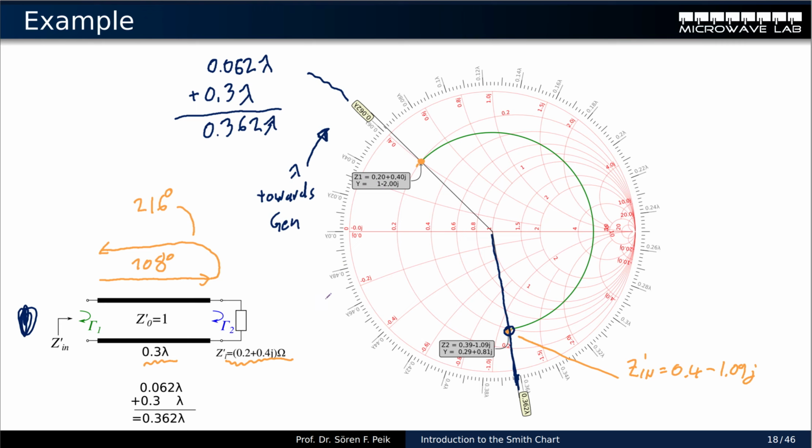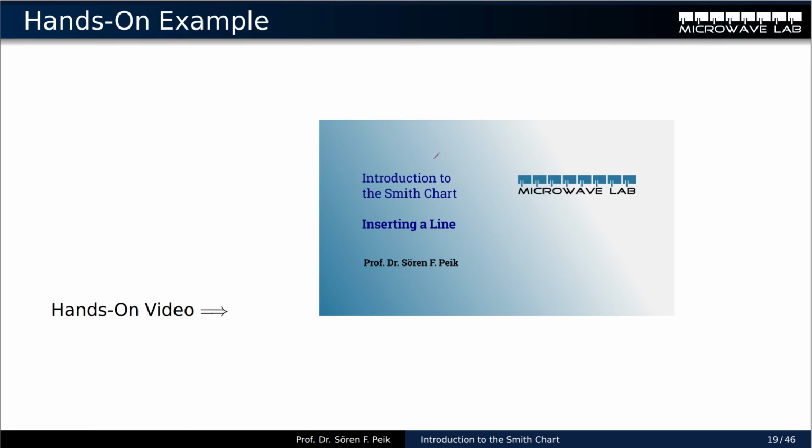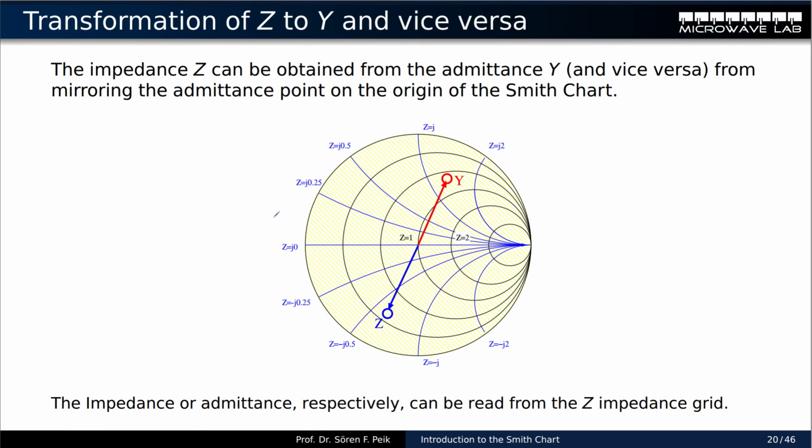That's the example. As I said, there are more examples in separate videos to show you how it works. There's a video called Inserting a Line, which explains that. Now the last trick we learned today about the Smith chart is how do we transform from Z to Y?